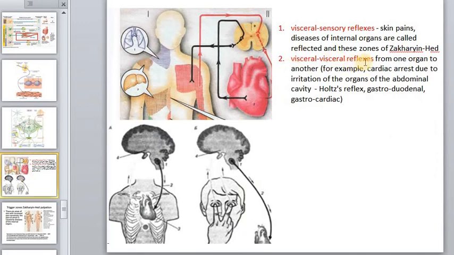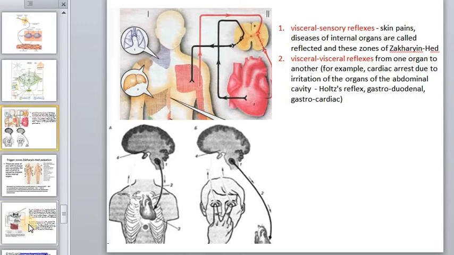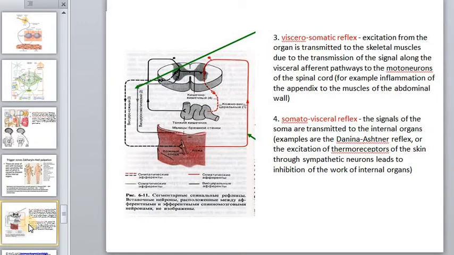So the next type of reflexes, visceral reflexes from one organ to another, for example cardiac arrest due to the irritation of the organs of the abdominal cavity. It's a very important reflex. That's why punches to the abdominal wall are prohibited in boxing, and this can lead to an athlete's cardiac arrest and death. And today we will discuss lab work with the Goltz reflex, and we will watch the video. Visceral somatic reflexes, one more kind.